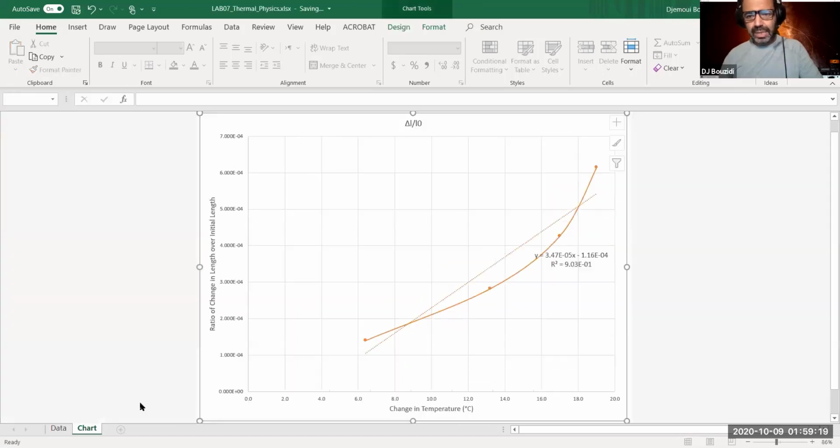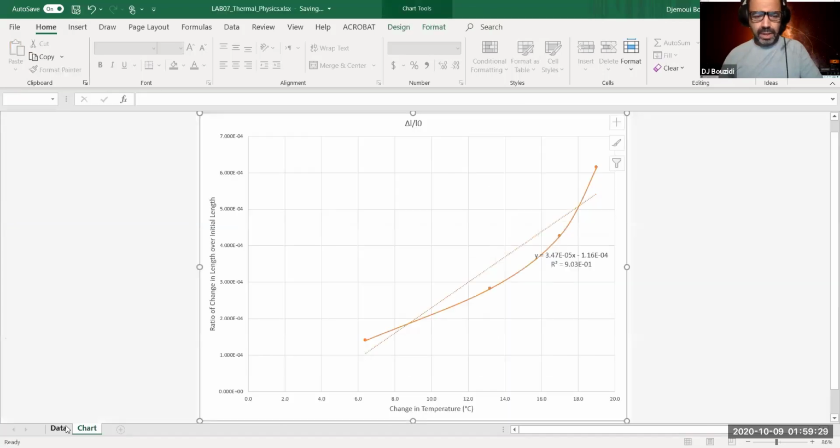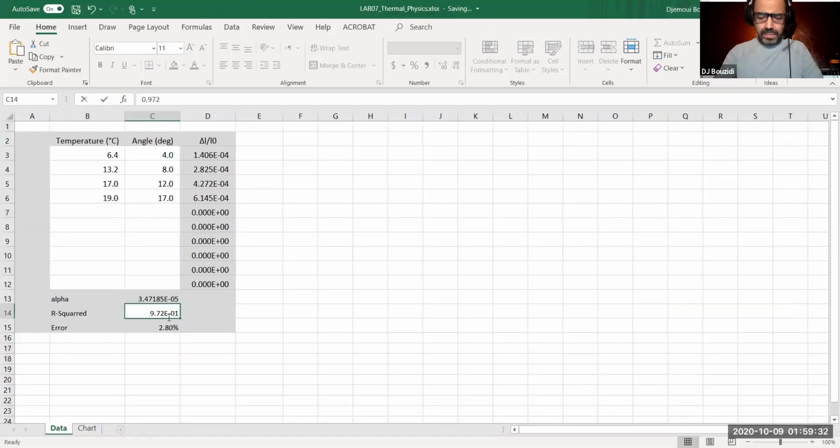Let's look at the R squared now. Now it dropped to 9.03 e to the negative 1, so 0.1. The error has jumped up now to 9.7%. Those data I'm going to get from the tables, from doing the actual activity. So I'm just throwing numbers in there that don't make sense.